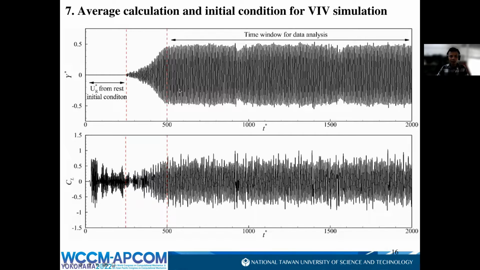For the average calculation, we perform all of the average calculations in the time window starting from T star equal to 500 until 2000. For example, for the force and the VIV response, we analyze all of the VIV response in this range of the time window for data analysis.